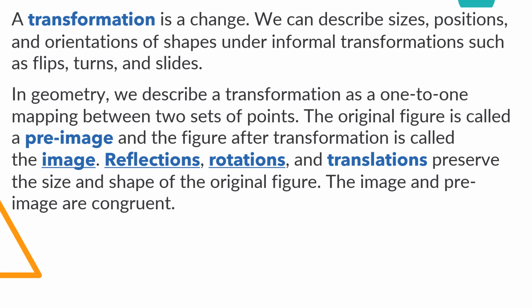So the size, the shape, it stays the same. It does not get smaller or bigger. It does not change your shape. It does not change the orientation. Actually, sorry, it does change the orientation because if you flip it or turn it, that changes the orientation, but it does not change the size or the shape. The image and the pre-image are congruent. They just sometimes look different depending on what transformation that you do with these three types of transformations: reflections, rotations, and translations.